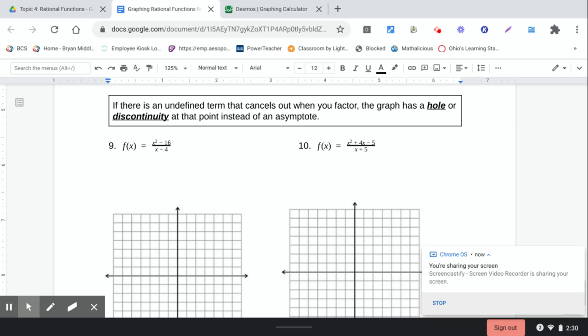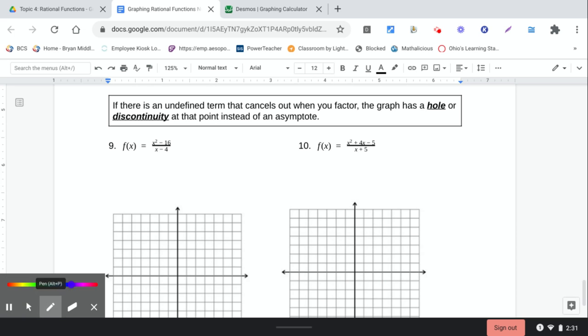There is one other thing that can happen with these rational functions, and it happens when we have things that cancel out. So remember, we're always supposed to factor these and simplify them at the beginning. Now, when we do that, we could create a situation where we don't have an asymptote, but we have a hole in the graph, or another word for it is a discontinuity.